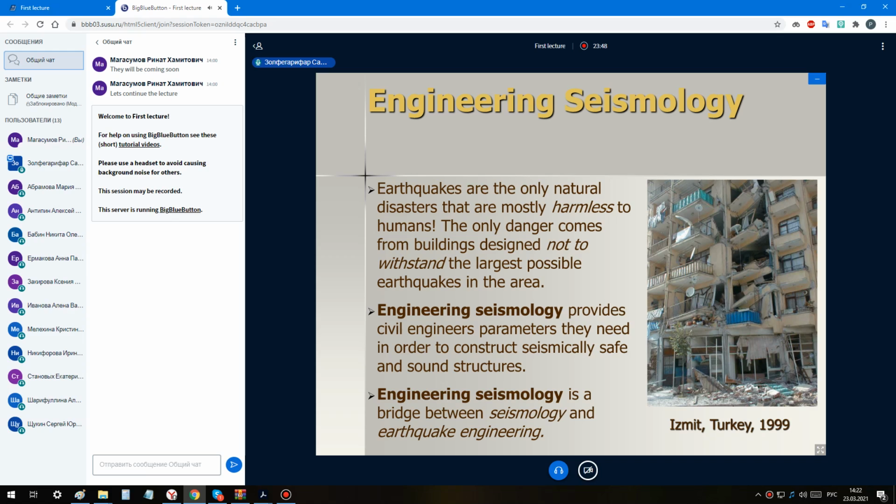And also, earthquakes are the only natural disasters that are mostly harmless to humans. The only danger comes from buildings designed not to withstand the largest possible earthquake in the area.